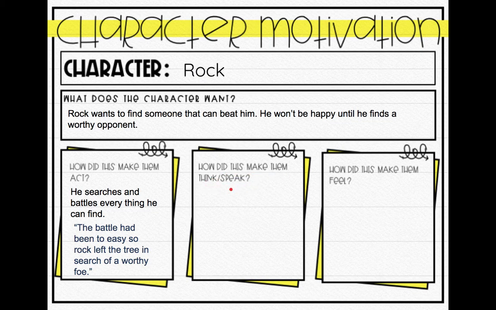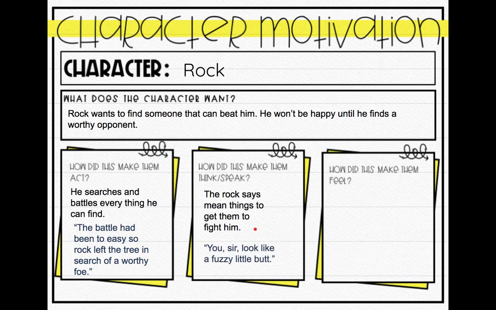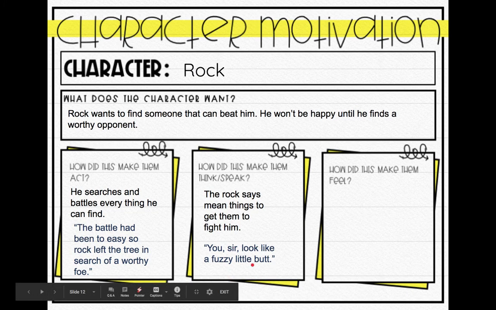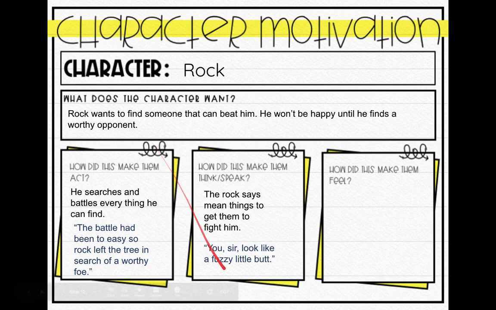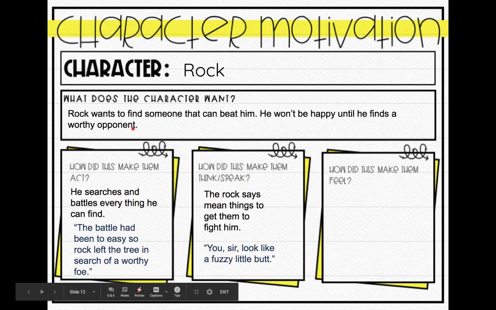So how does this make him think or speak? Well, I put this in the same box because I feel like they tie together really easily. And so Rock is saying some really mean things. We don't get an insight on how he's thinking very much, but we do get to see what he's saying. And I picked the part where he came up to the apricot and he says, "You, sir, look like a fuzzy little butt." And he's saying these things because he wants to fight. And he's thinking, if I rile Apricot up, he's going to fight me. Because it all goes back to what he wants, someone who can beat him. Okay, he wants a worthy opponent. So his speech, what he's speaking, are these mean things to try to find a worthy opponent.